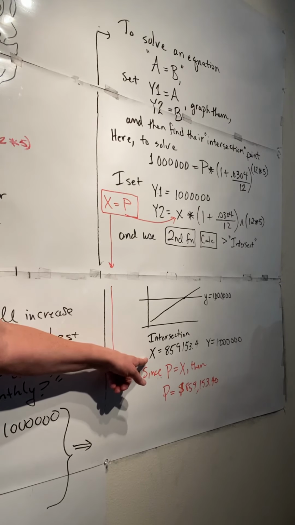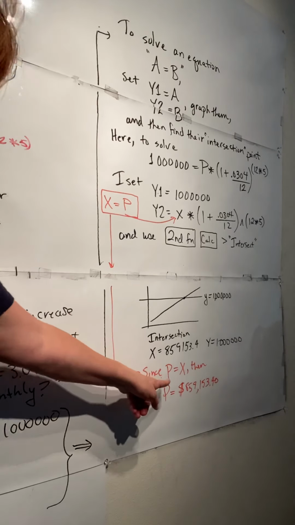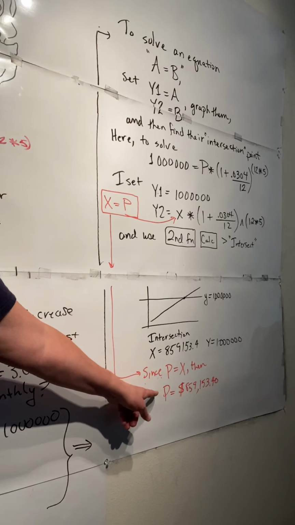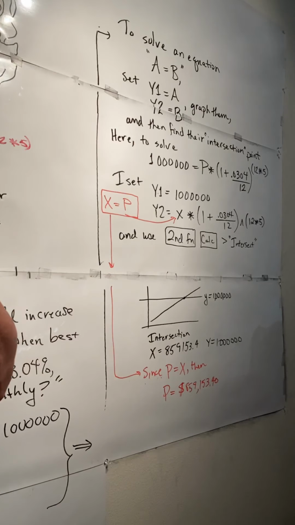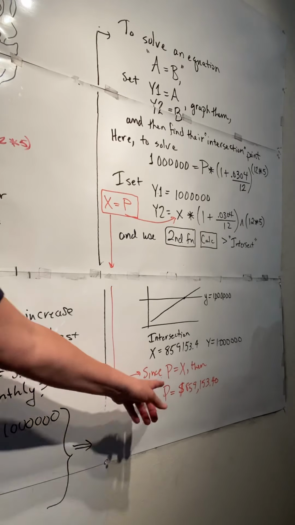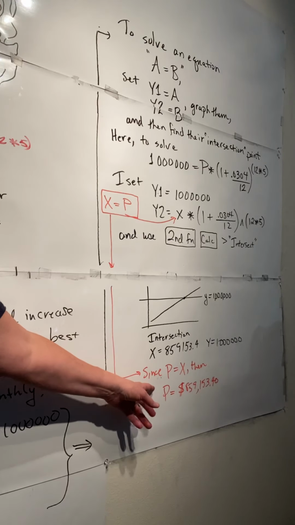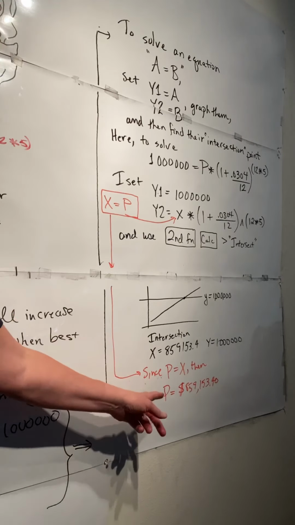You might be kind of lost, like, what is that supposed to mean? Go back to the substitution. You did a substitution where you let X equal P. So this X is really the P. So here's the answer: the principal that you can put in to grow to $1 million in only 5 years with an APR of 3.04% is $859,153.40. Of course, there's no such thing as a free lunch, right?